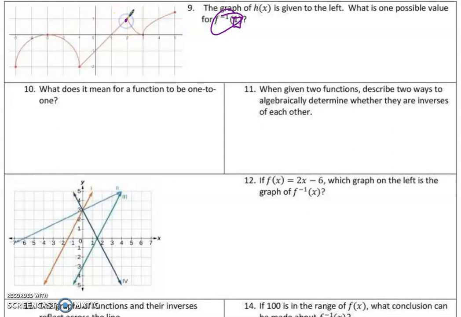It could be this point right here. It could be this point right here. So it could be 2 or 4. It only asks for 1, but those are your two possible answers.